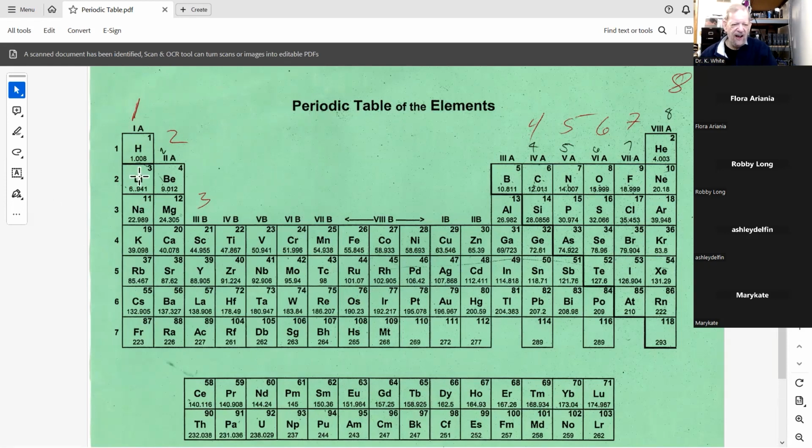Again, first column, alkali metals, not hydrogen though. Second column, alkaline earth metals. Seventh column, halogens. Eighth column, the noble gases. I almost said the old name. I still do once in a while.